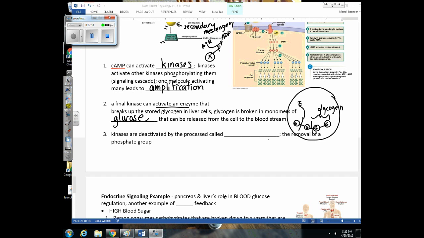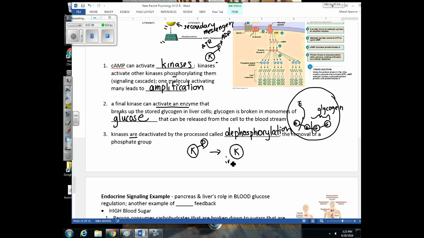One other point that I want to make is, remember we have an active kinase here because it was phosphorylated, and it's going to continue to be active unless we dephosphorylate it. And so kinases are deactivated by this process called dephosphorylation. That simply means that we're removing this phosphate. So our kinase is now inactive.